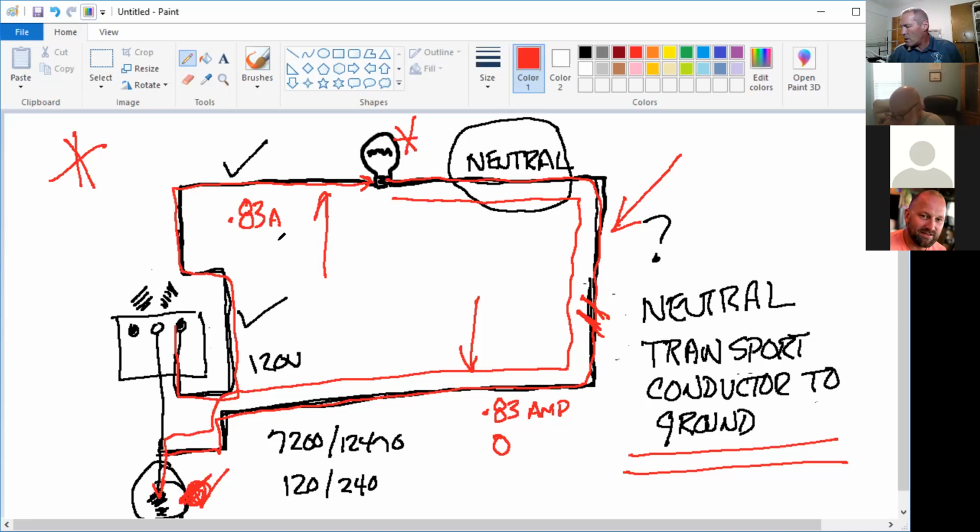Does the entire circuit carry amperage? Yes. Does the entire circuit carry voltage? Not on the neutral until you break the neutral. And there will be voltage present here.